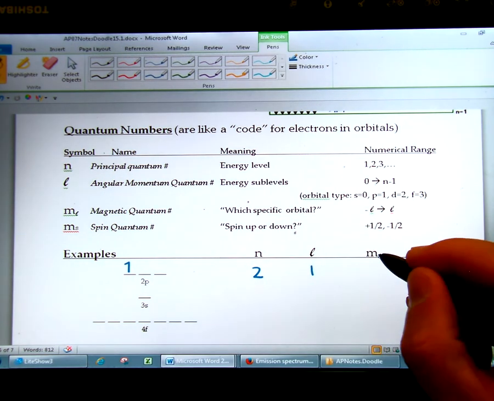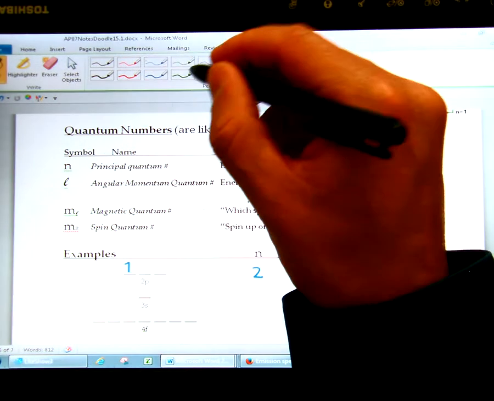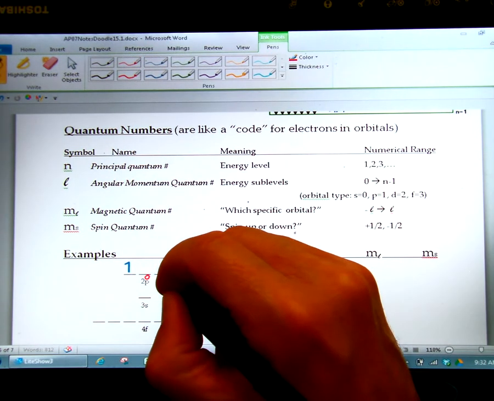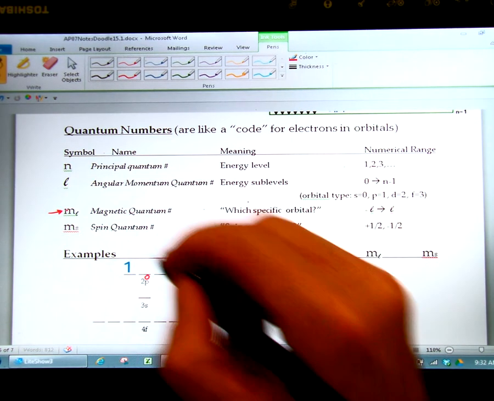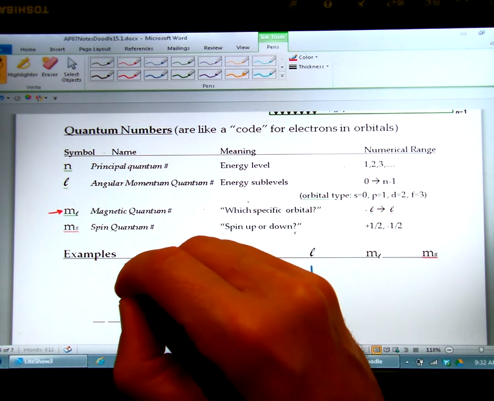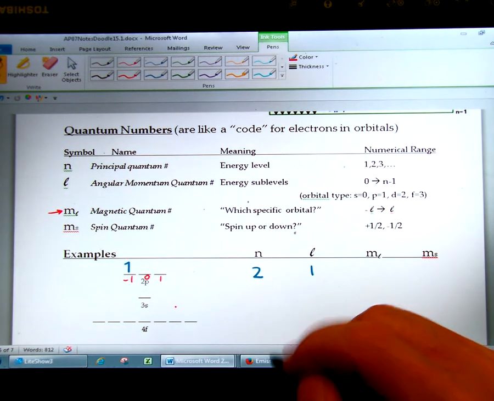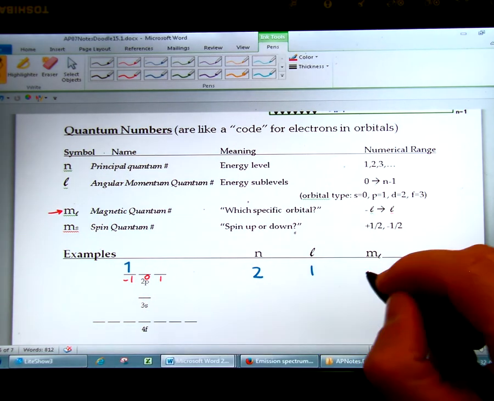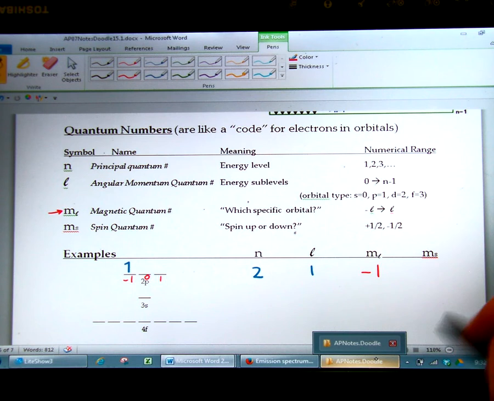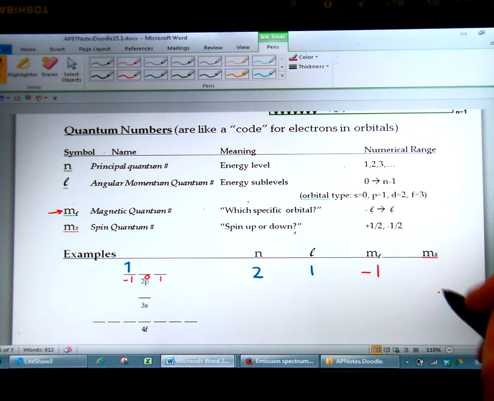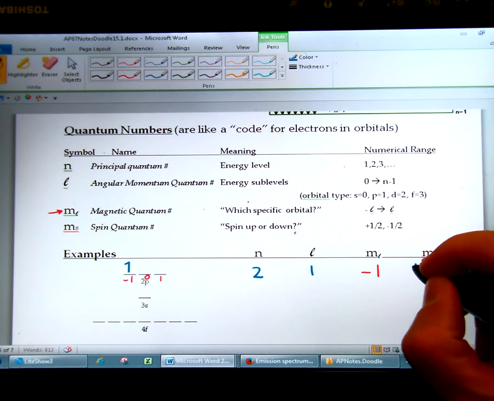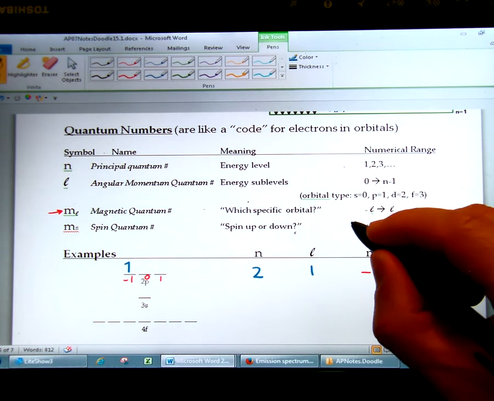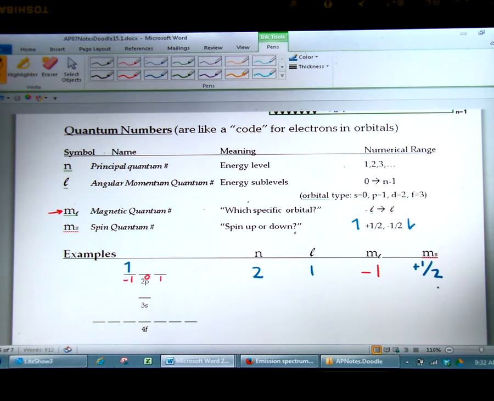M sub L means which specific orbital is it? So if you look at the middle orbital as being a 0 with M sub L, you need to just count out positive and negatively. So 0 is the middle, and they just count out positive, count out negative. So this is going to be a -1 for M sub L. And lastly, the spin, it's spinning up, so it's got a +1/2 as opposed to a spin down, which would be a -1/2. So spin up is positive, spin down is negative.